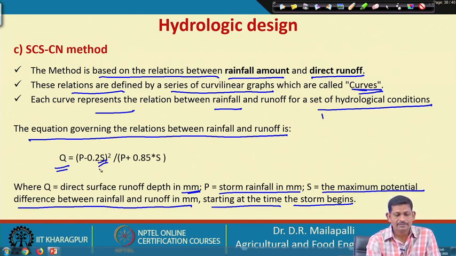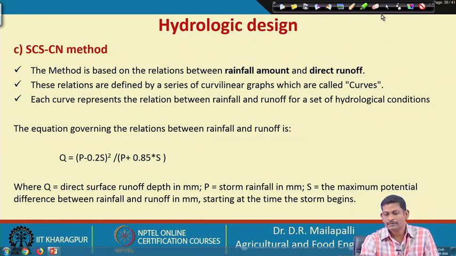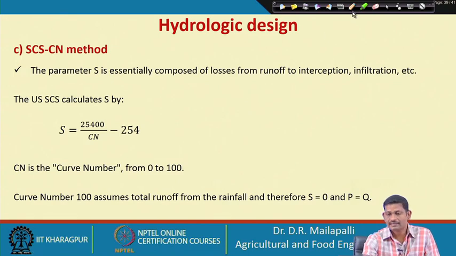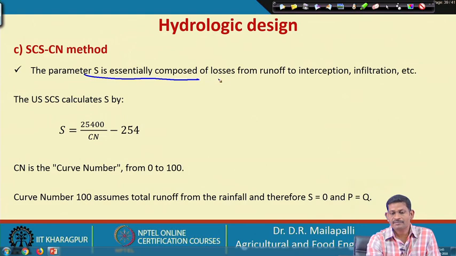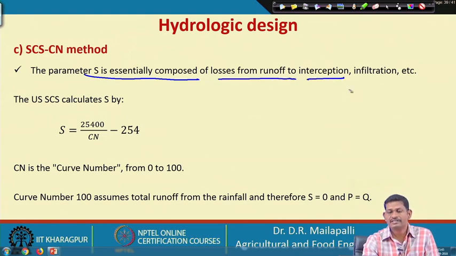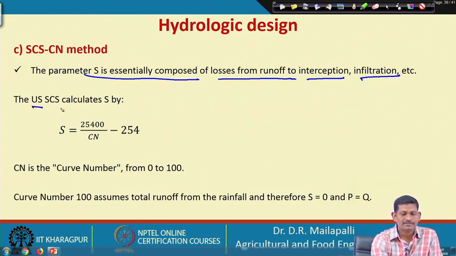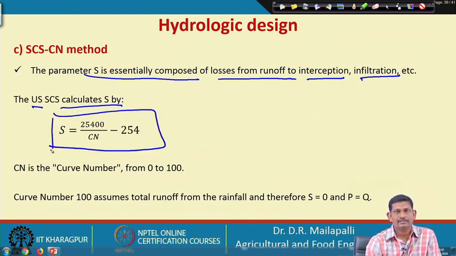Here, we have to find out S. S is a function of the curve number. The parameter S is essentially composed of losses from runoff to interception, infiltration, etc. The United States Soil Conservation Service calculated S as 25,400 divided by CN minus 254. This is how you find the S value, where CN is the curve number.